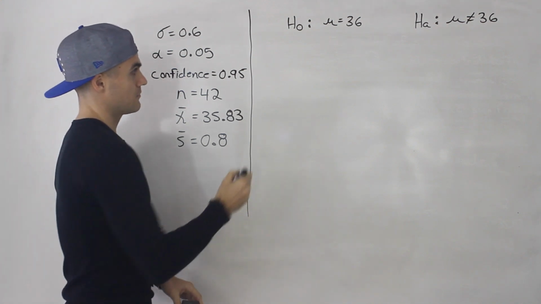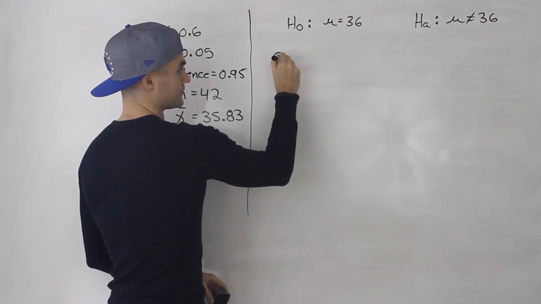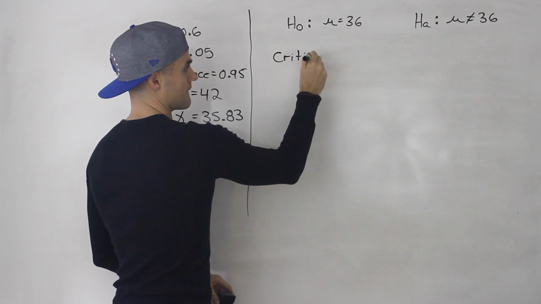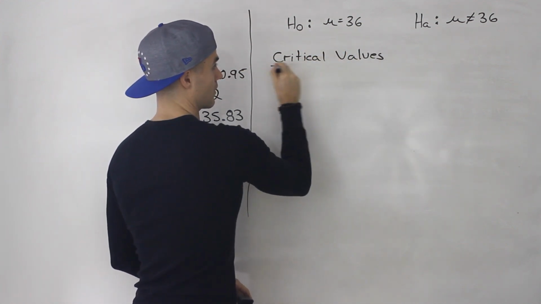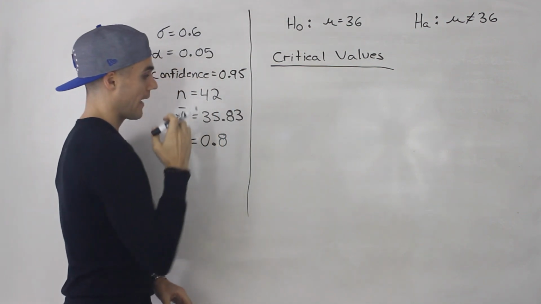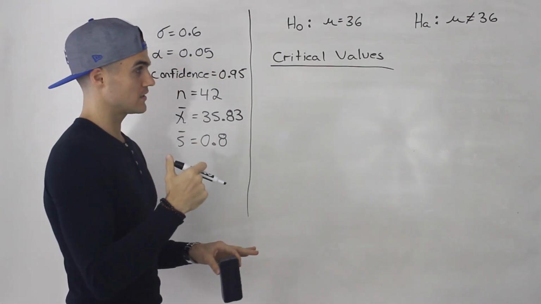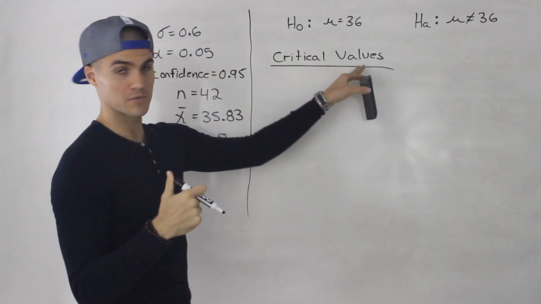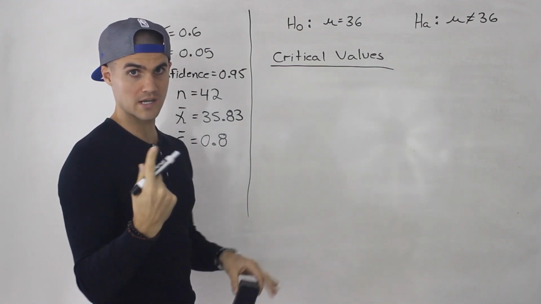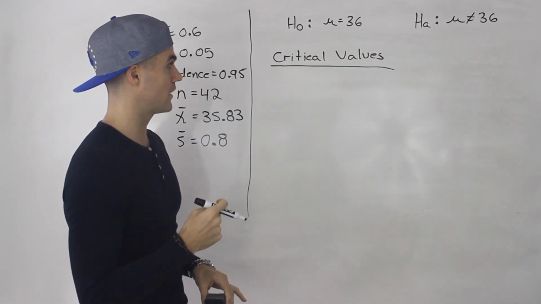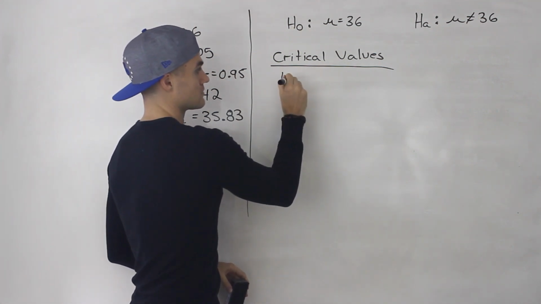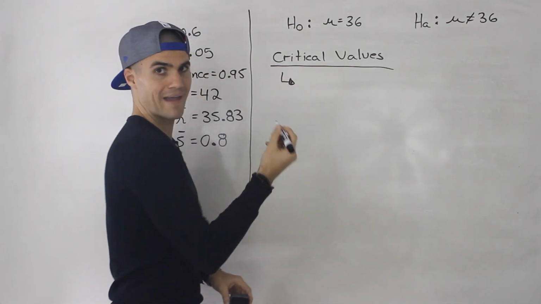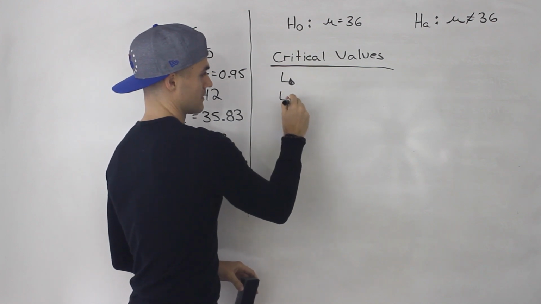So the next step, what I like to look for is what the critical values are going to be. And because we know this is a two-tailed test, then we know there's going to be two critical values. But if it was a one-tailed test, it would only be one critical value we'd be looking for. And finding the critical values depends on three things.